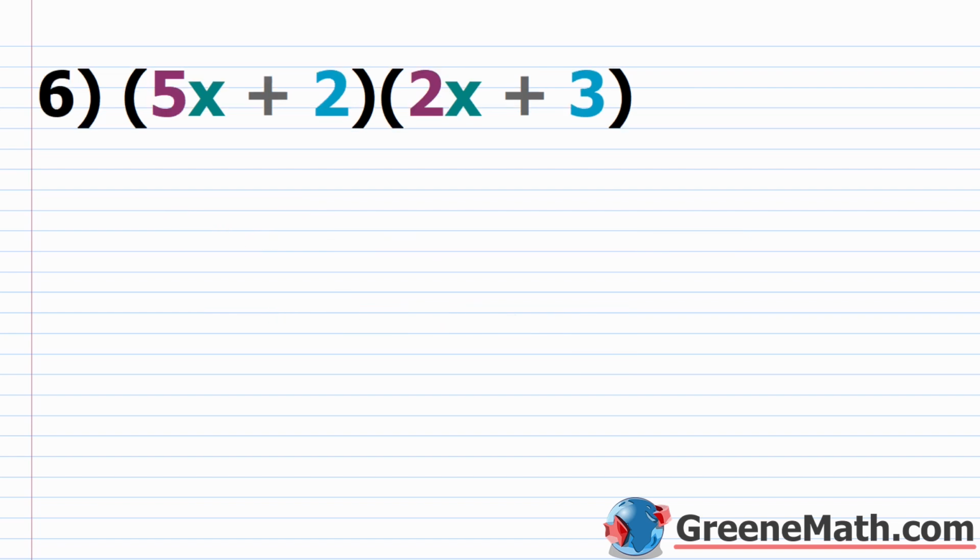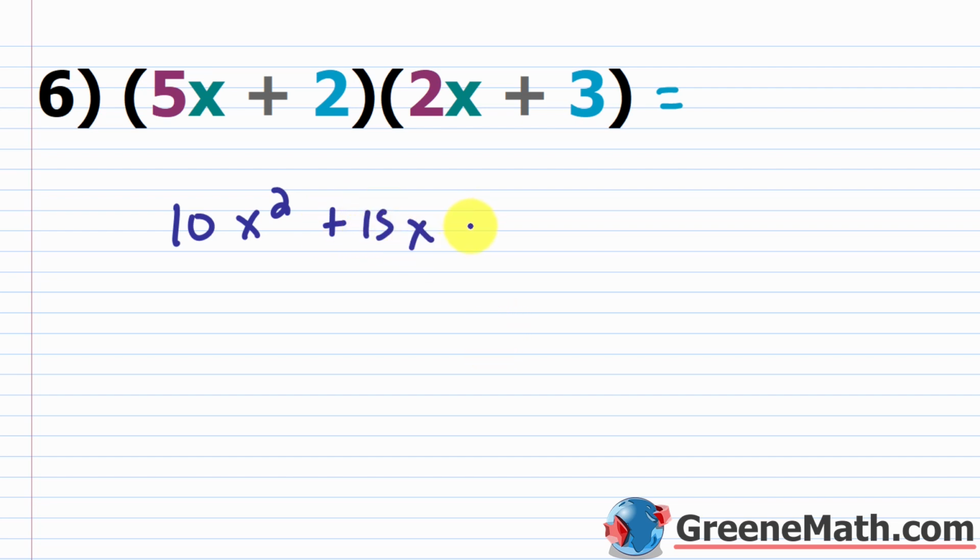Okay, let's look at problem number 6. So we have the quantity 5x plus 2 times the quantity 2x plus 3. So again, we can just use FOIL here. So we're going to do first terms, 5x times 2x. 5 times 2 is 10. Then x times x is x squared. Then the outer terms, or the outside terms, 5x times 3 is going to be 5 times 3 is 15. X comes along for the ride, so 15x.